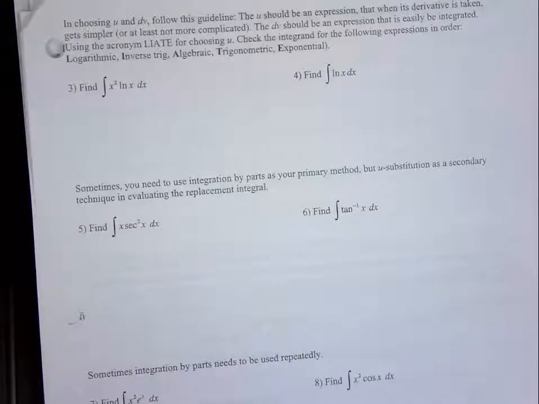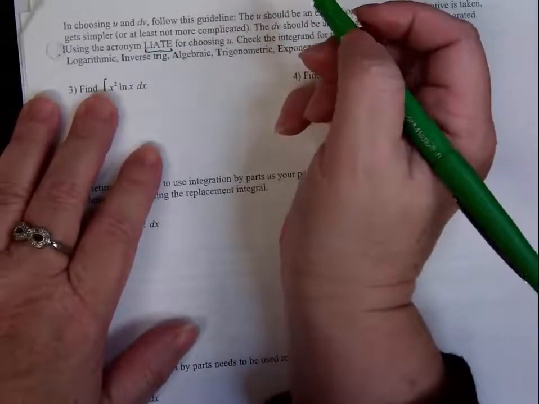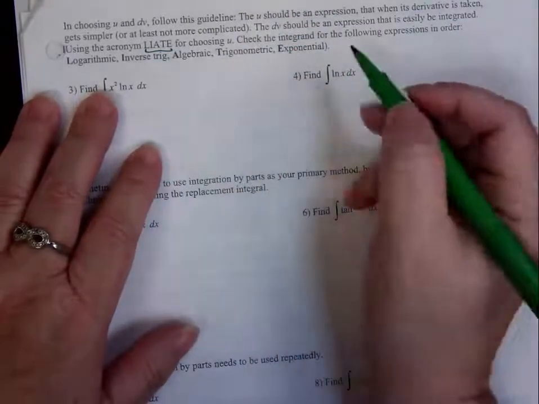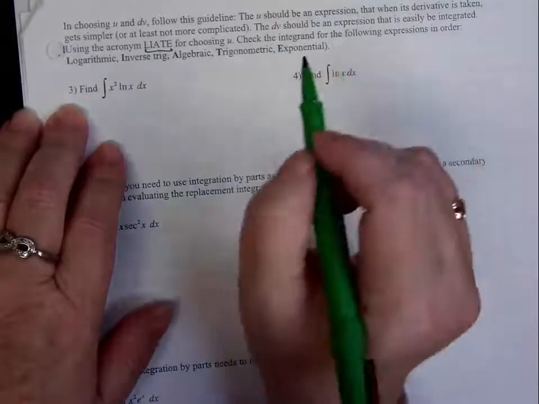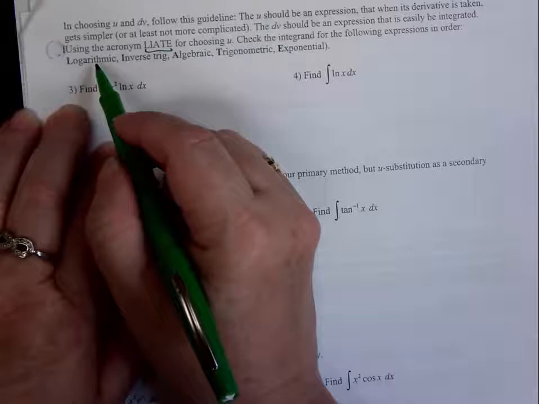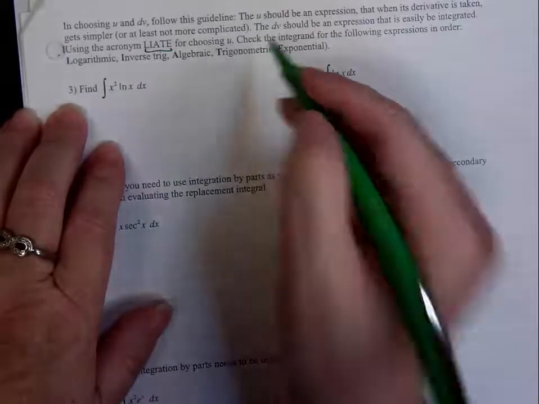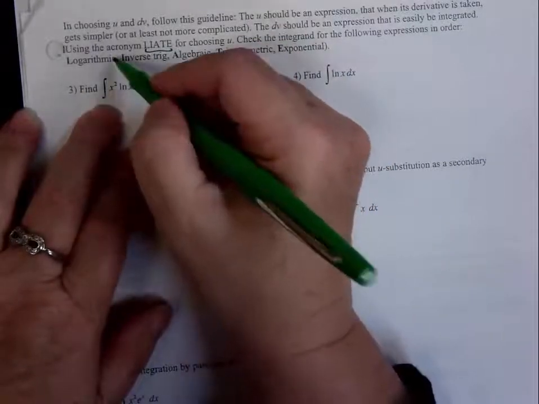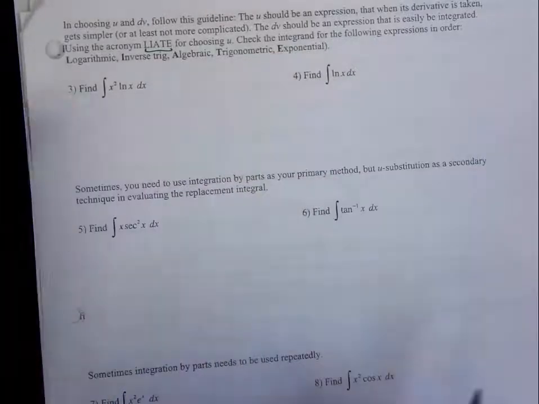But now they've come up with an acronym. And that acronym is, how would you say that? LIATE. Okay? Now, those letters each stand for a type of function. When you're looking for u, you look in your integral for these in sequence. If you have one of these functions in your integral, that's your u. So look at this integral right here. Do I have a logarithm in this integral? Yes, so it's u. Okay? Look at number 5.